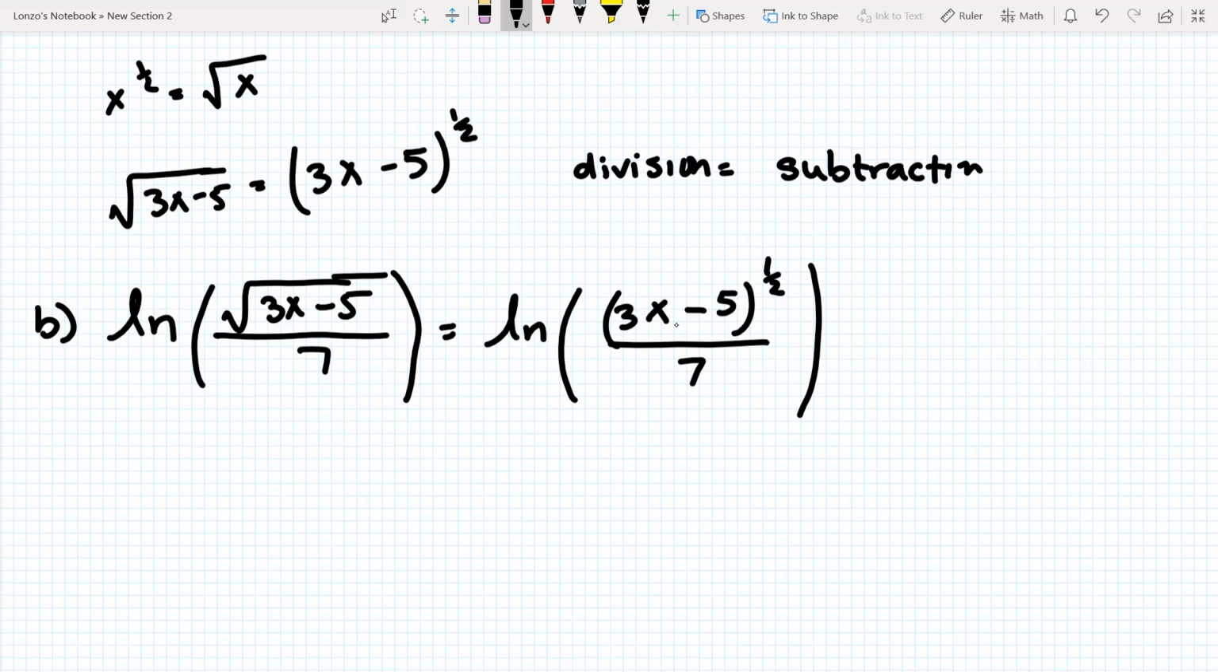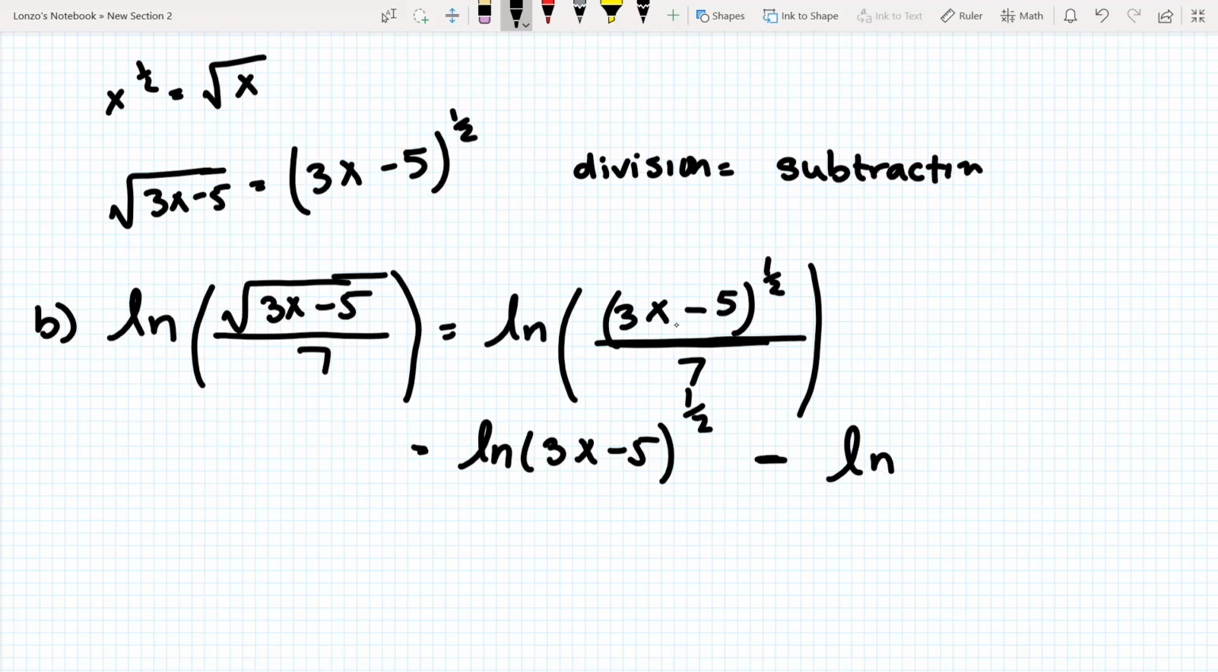So let me rewrite this. So let me fix the numerator expanding. So it'd be ln parentheses 3x minus 5 raised to the 1/2. And then we have a division, dividing by ln of 7. So it's going to be a minus because dividing means subtracting. Ln of 7.